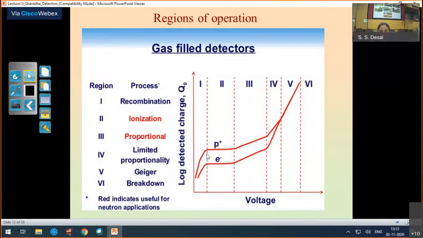Here, when the entire charge cloud is collected at a certain point, recombination is suppressed, and we are reaching the ionization region. So charge collected and charge created are the same. That is the reason this region is called the ionization region.